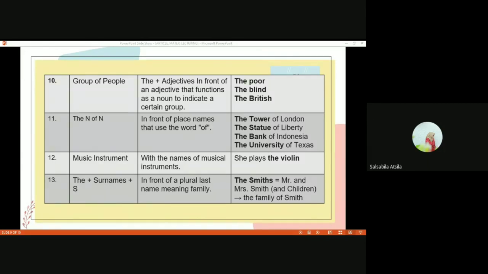Okay, until here, is there any question? No, ma'am. Not yet, ma'am. I think you have understood. Okay, for your exercise, please open your book and do the exercise on the second meeting. Okay? Are there any questions? Not yet, ma'am. Okay. I think that's enough from me for the lesson today.